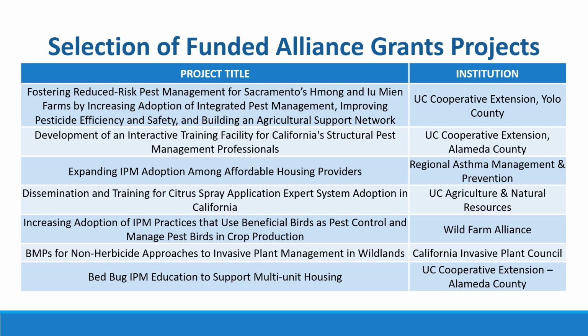These include working to increase the use of IPM in Hmong and Ayumin communities in the Sacramento and Fresno regions, development of an interactive training facility to assist in training structural pest management professionals in California, expanding IPM adoption among affordable housing providers, working to disseminate information and train citrus spray application using an expert system in California, increasing the adoption of IPM practices such as beneficial birds for pest control and managing pest birds in crop production, best management practices for non-herbicide approaches to invasive plant management, and bedbug IPM education for multi-unit housing.